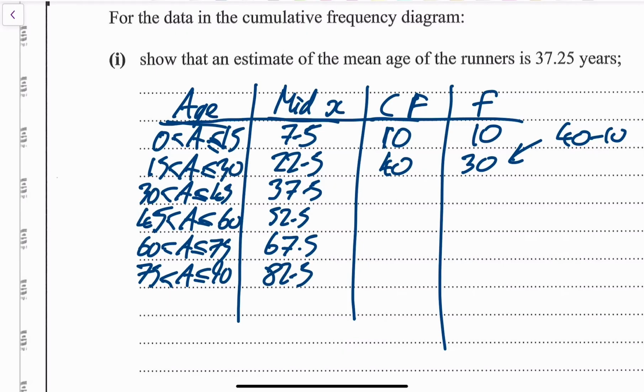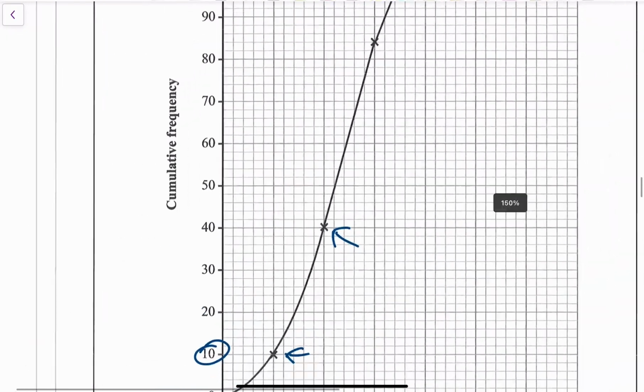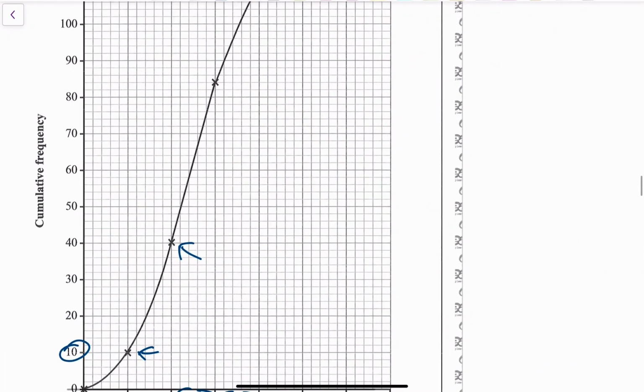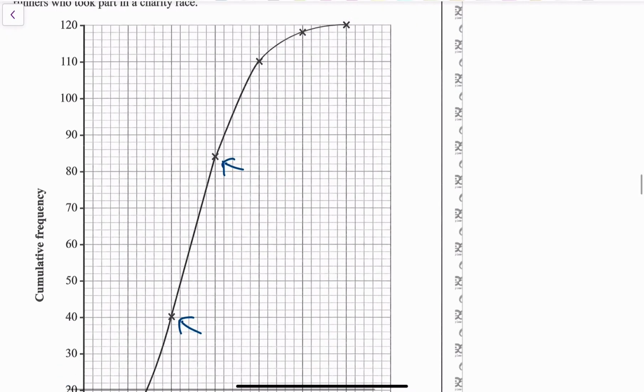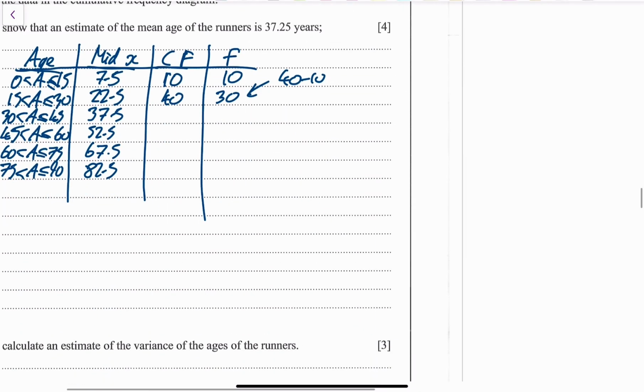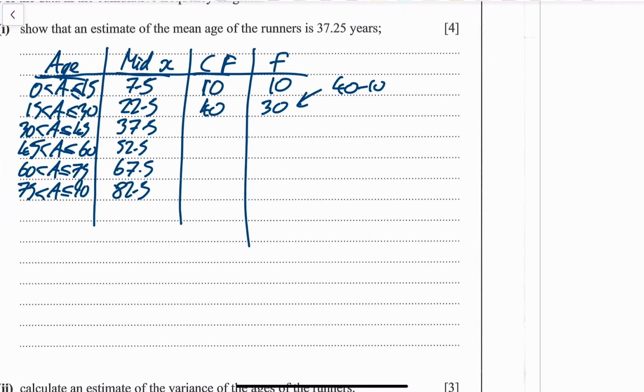And the cumulative frequencies, so just going back to all of those, the next one would have been 84, then 110, 116, and 120. So we can put those in as the cumulative frequencies, and then we can work out the rest. So it was 40, 84, 110, 118, and 120.